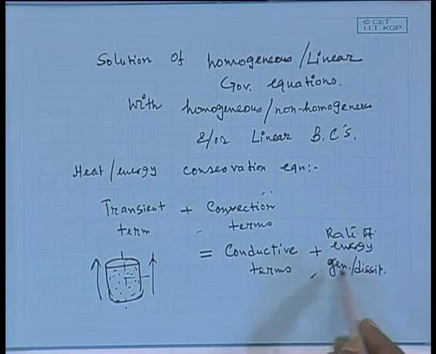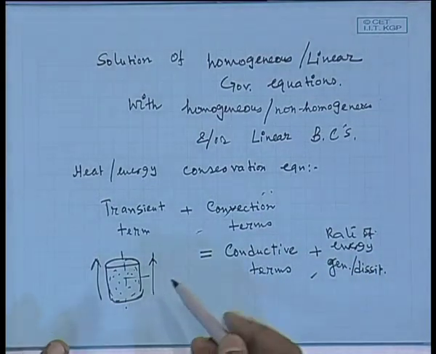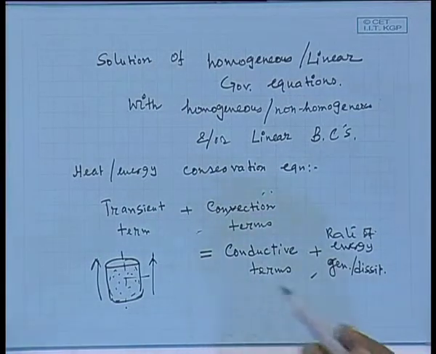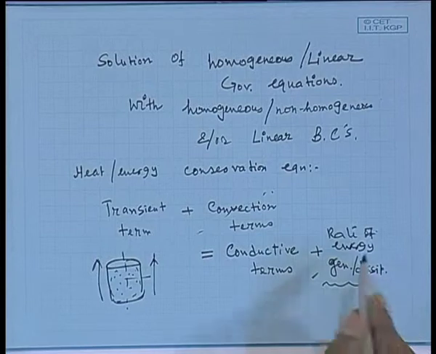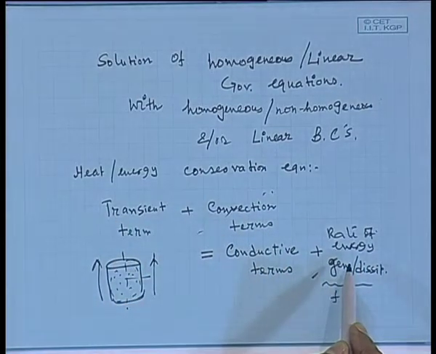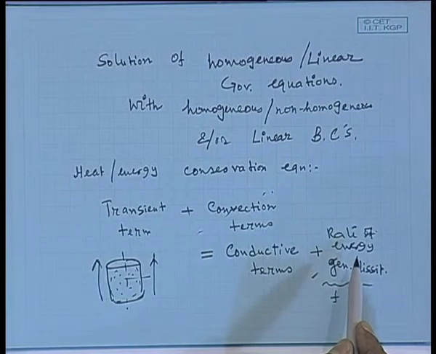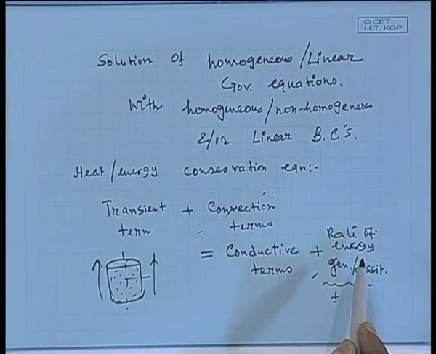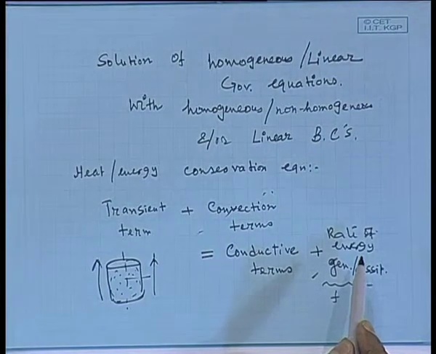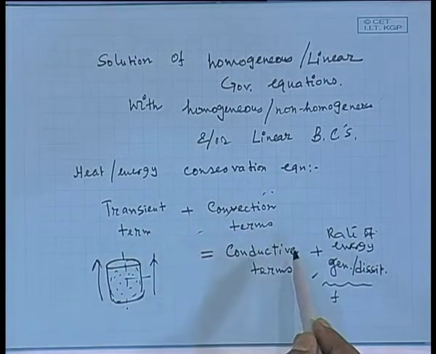Now, there will be a rate of energy term present where you have an energy generating system like this one. And all these conservation equations are applicable for the full volume. Boundary conditions are applicable for the boundaries, that means surfaces. The differential equation is applicable throughout the whole volume of the system. All these terms are per unit volume.